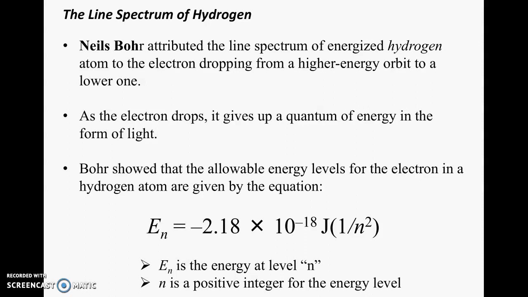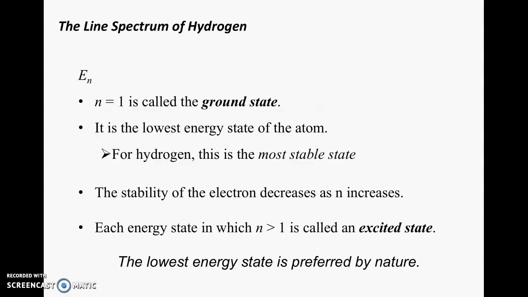He was able to calculate, based on the energy associated with a color, what those levels were. He called those levels N. When N equals 1, he said that's the ground state. It's just the first level. It's the lowest energy of the atom, which makes it very stable. Nature always prefers the most stable state. If the electron is promoted to another level that it can go to, that's called an excited state.